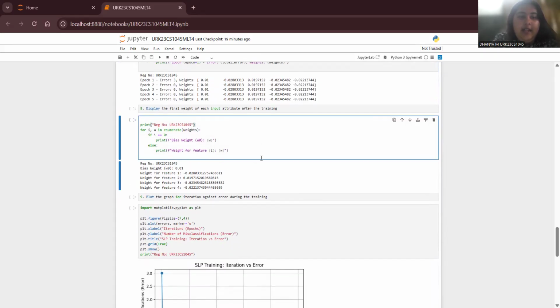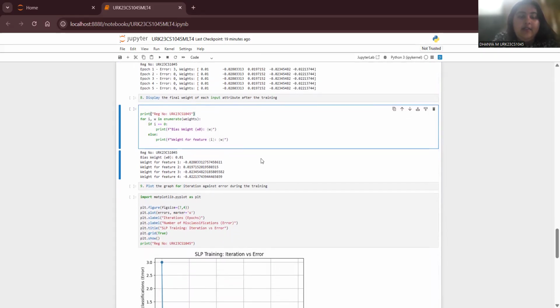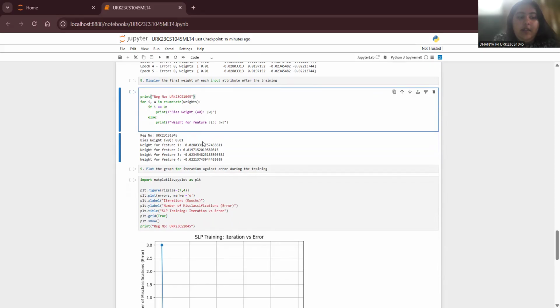And for the eighth question, I have displayed the final weight of each attribute. After completing the training process, the final weights of all the input features are displayed. For example, body mass may have a higher weight than bill depth. As you can see, the weights for all the features are displayed in the output.